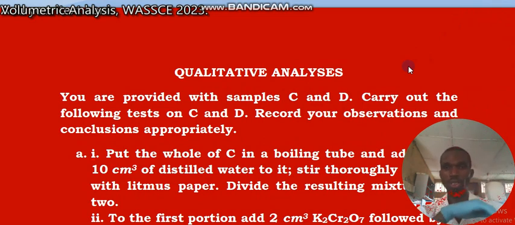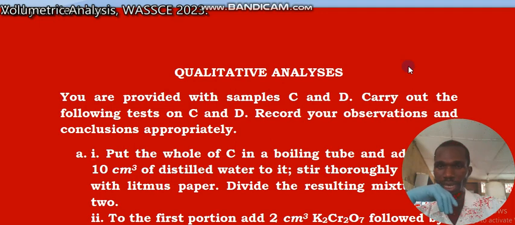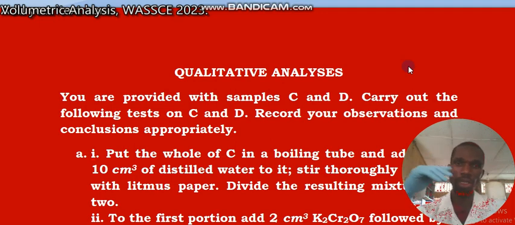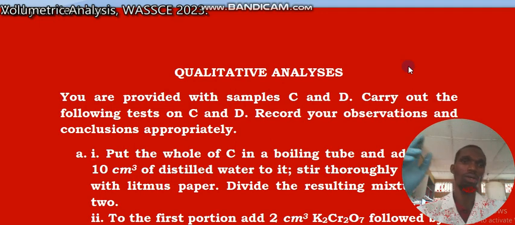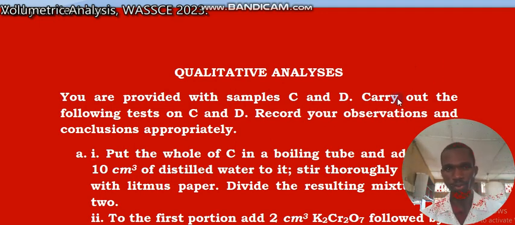You are provided with samples C and D. Carry out the following tests on C and D. Record the observations and conclusions appropriately. Part one: put the whole of C in a boiling tube and add about 10 cm³ of distilled water to it. Stir thoroughly and test with litmus paper. Divide the resulting mixture into two.